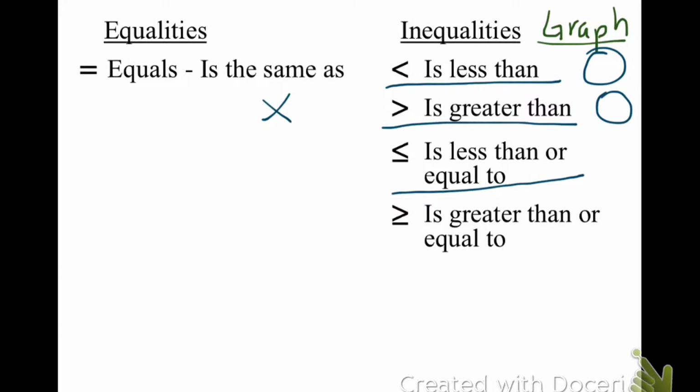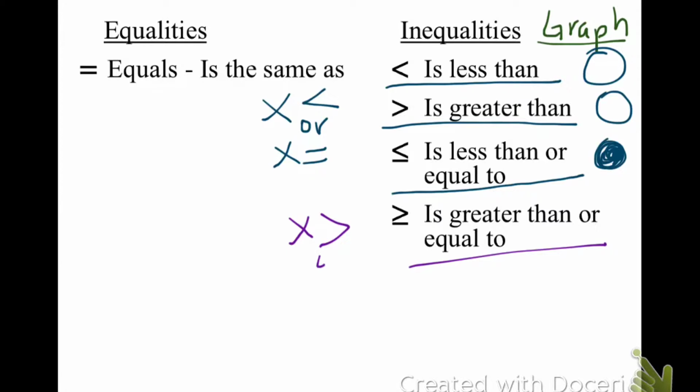That means x is either smaller than a value or x is equal to that value, and that's going to be a closed circle. And then we also learned about the greater than or equal to symbol. So x is either bigger than the value or x is equal to that value. And once again, when graphing, it's also going to be a closed circle.